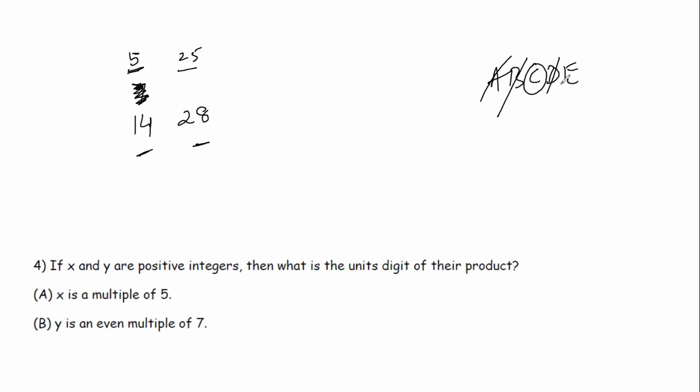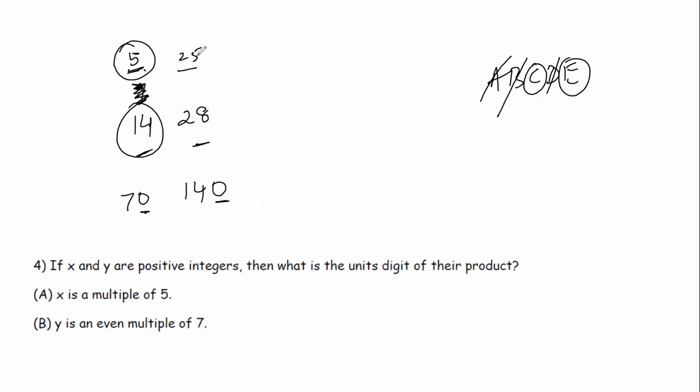Now, both together or E. Those are the only two possibilities. So when we take both together, we have taken examples of x and examples of y. So we'll take 5 with 14. We know that it is 70. 5 with 28, we know it will be 140. So what is the units digit of the product? 0 and 0. Correct. Are you with me?